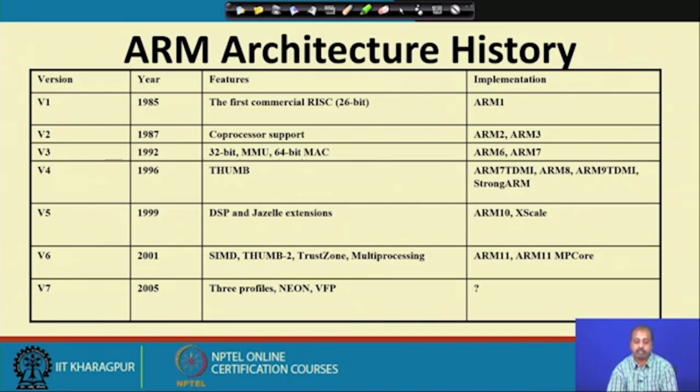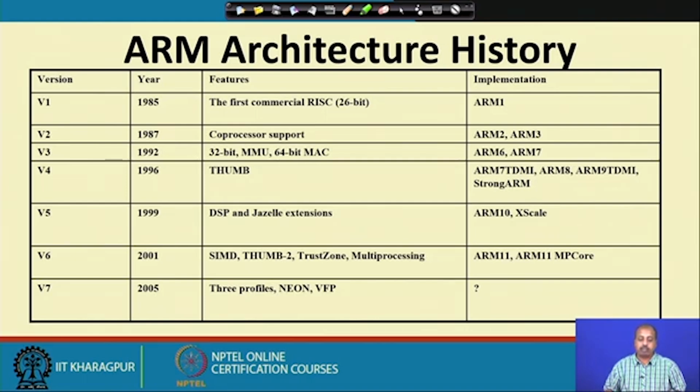In 1999 we have the DSP and Jazelle extensions. These are some additional co-processing facilities available in ARM 10 processors. Then in 2001 SIMD and Thumb 2, another extended version of the Thumb instruction set, came. Then for security TrustZone came, then multi-processing facilities came. These are available in ARM 11 type of processors.